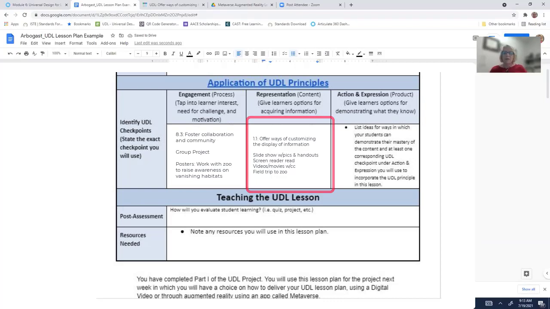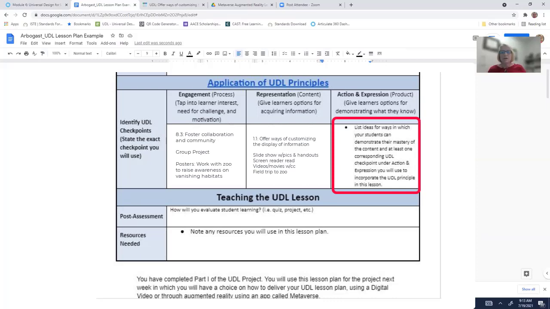Okay, 2 out of 3. We just have action and expression. So action and expression is the product or the artifact. So what can I have students do that will tell me that they have mastered the idea of animal habitats and they can recognize that animals need different environments to survive?